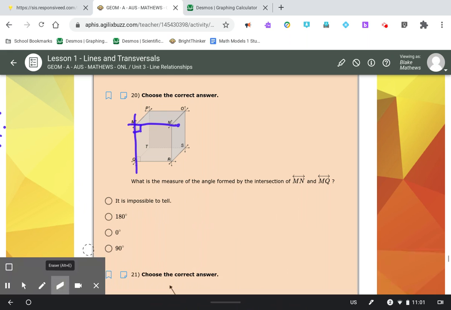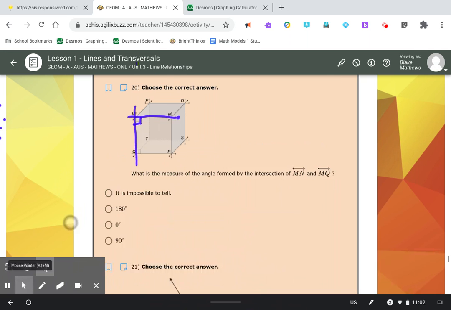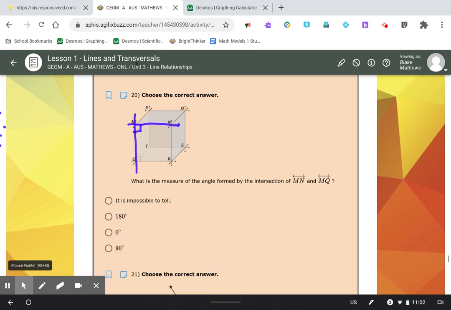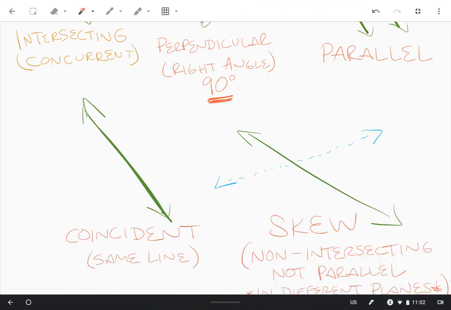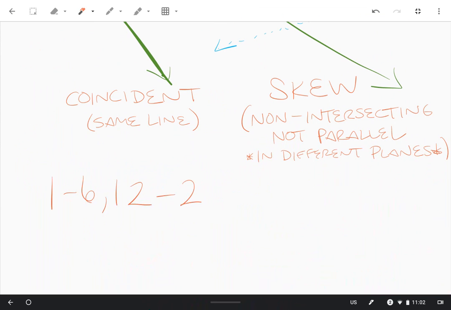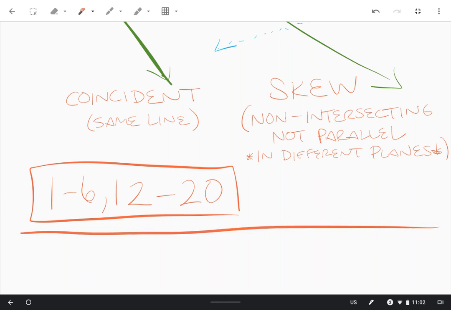So that's everything through question number 20, and the rest of this is going to deal with a different concept. So we're going to pause there and come back. Let's write that down so I remember: through number 20. So 1 through 6 and 12 through 20 in the lesson apply to all of that stuff up there.